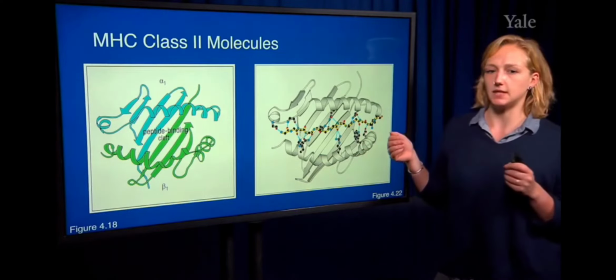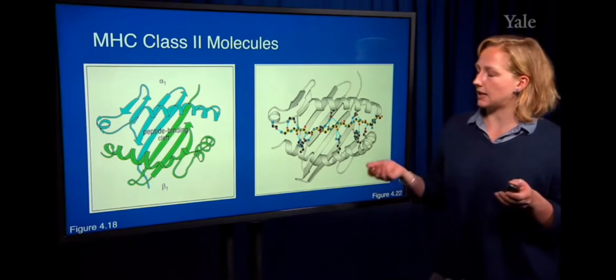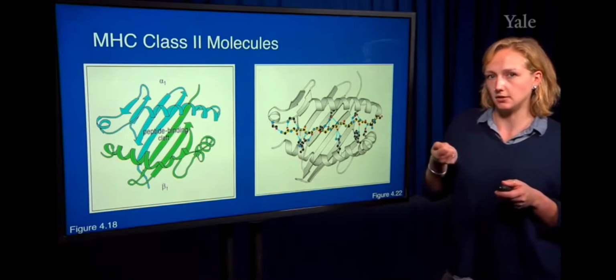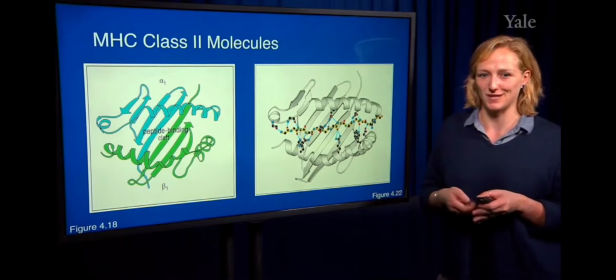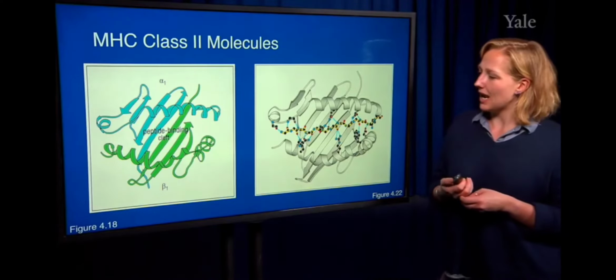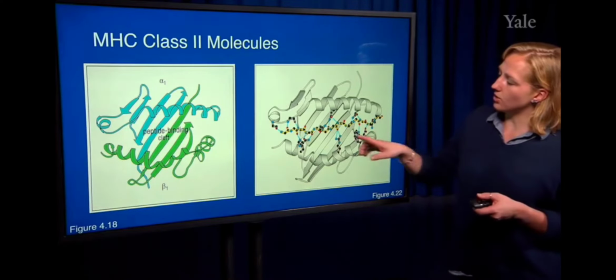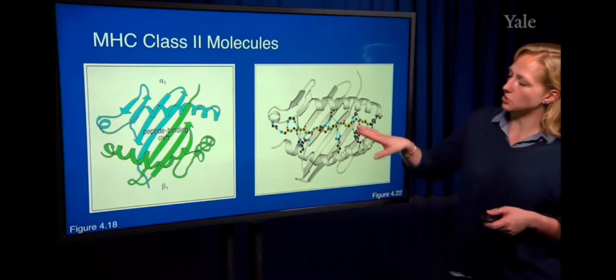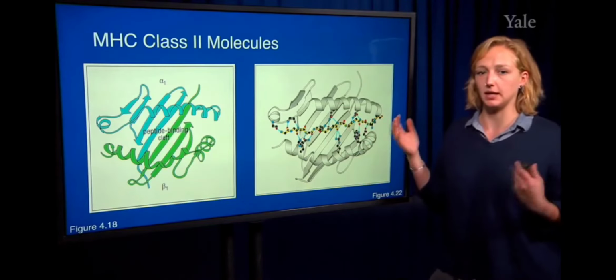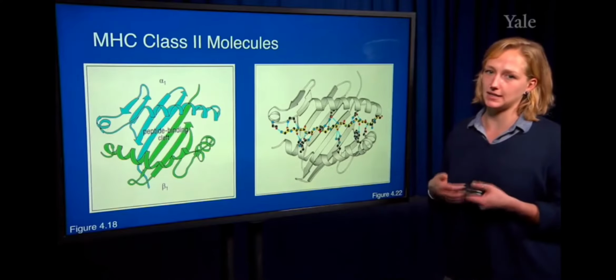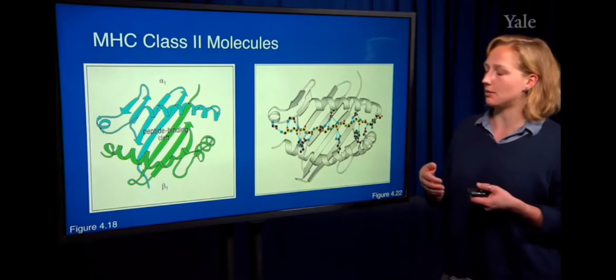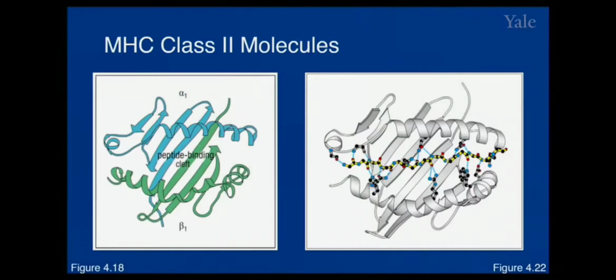And they display, again, these proteins that are intracellularized from the extracellular milieu. And you can see that although there are some points of contact which stabilize this longer peptide in the peptide binding cleft of the MHC class II molecule, they're not bound at the ends, which allows for much more flexibility in what peptide can be expressed.